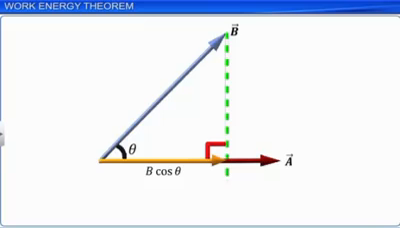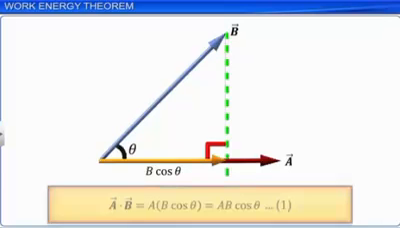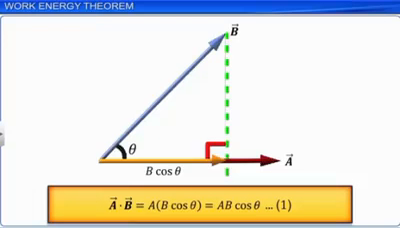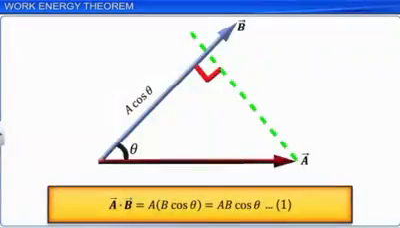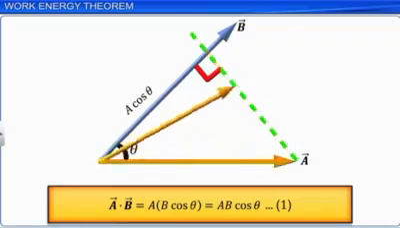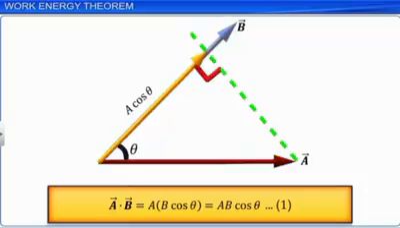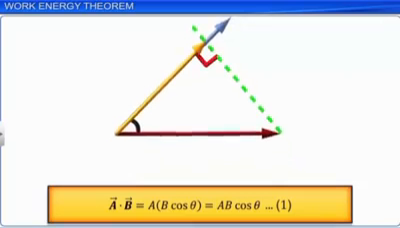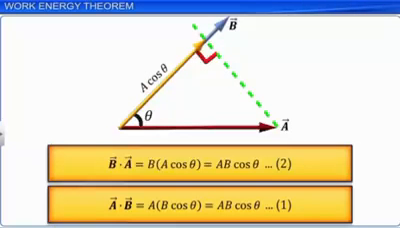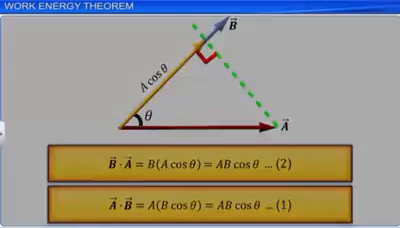So, the dot product of vectors A and B can be written as A into B cos theta, which is equal to AB cos theta. Let this be equation 1. Similarly, we see that A cos theta is the projection of vector A on vector B. So, the dot product of vectors A and B can be written as B into A cos theta, which is equal to AB cos theta. Let this be equation 2.